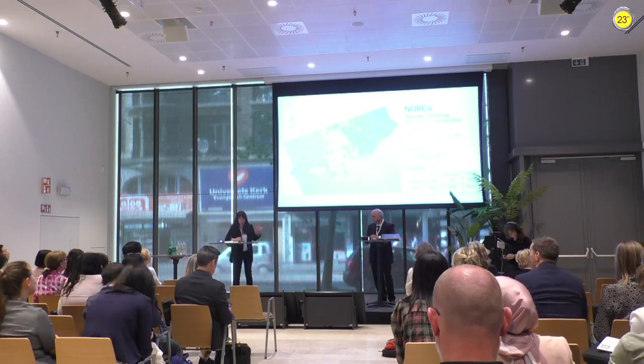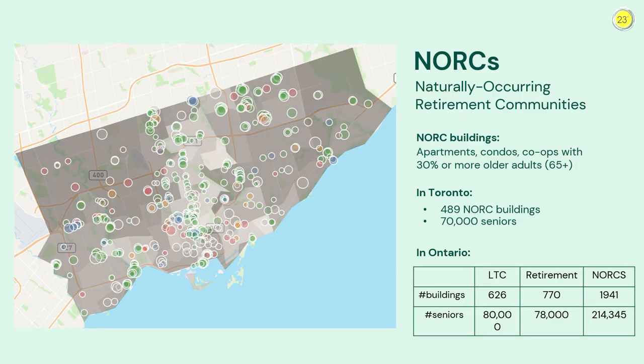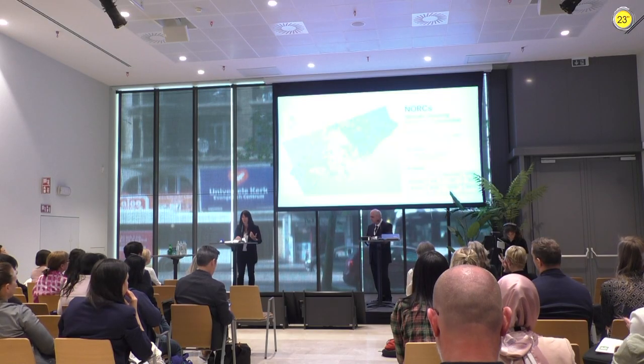So the map up here is actually a map of Toronto. We've been mapping where the NORC buildings are all over the province of Ontario and Toronto. In Toronto alone, there are almost 500 buildings that qualify as a NORC, accounting for 70,000 seniors. In our province of Ontario, there are more adults living in naturally occurring retirement community buildings than in long-term care and retirement homes combined. So from a population health perspective, there really is a very major and untapped opportunity to reshape how and where we care for older adults who want to age in place.